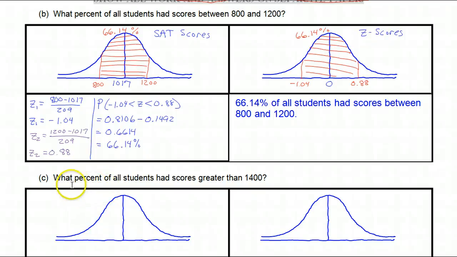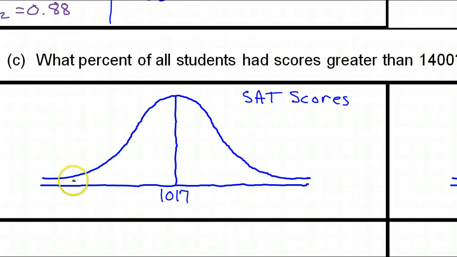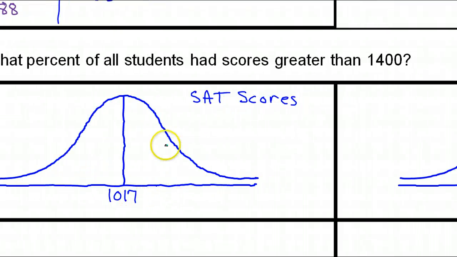All right, let's roll on to part C here. What percent of all students have scores greater than 1400? All right, so of course we start off with our basic normal distribution with the mean and the label. Greater than 1400, okay, let's just say 1400 is over here somewhere. Greater than 1400 would be shading to the right.